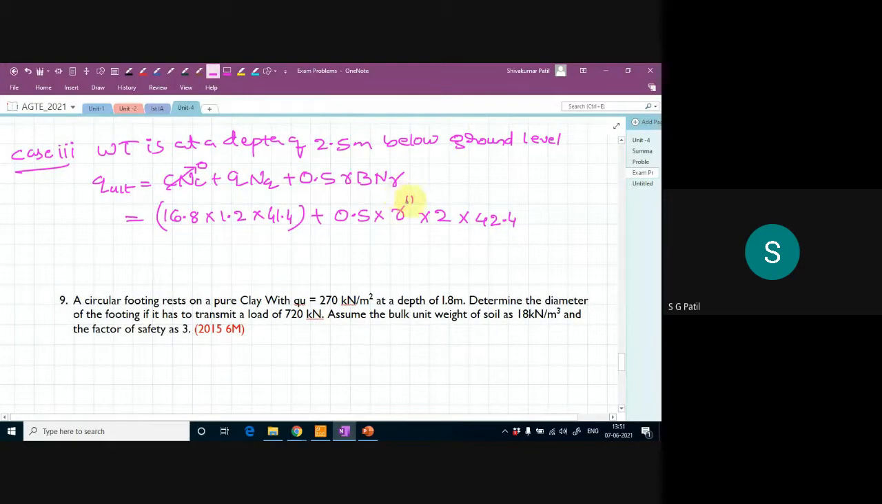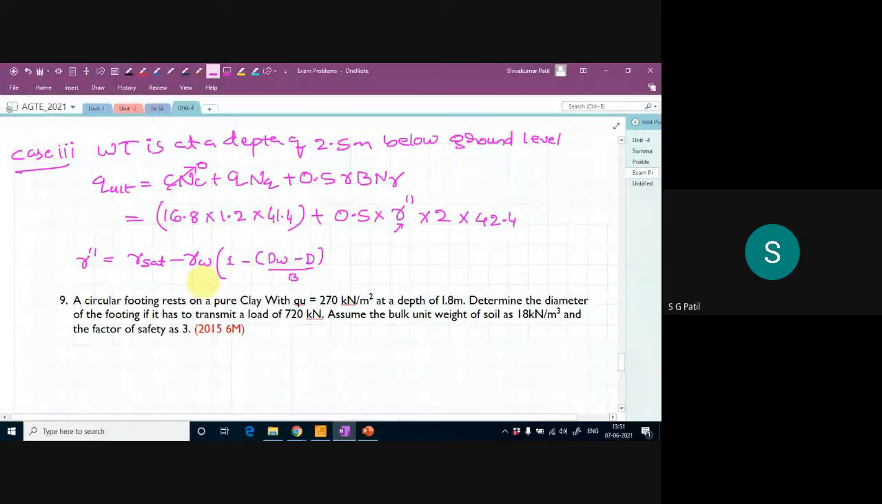Now my job is to find this gamma double dash. Let me calculate that gamma double dash. Can you recall that third case formula? Gamma double dash is equal to gamma saturated minus gamma w into 1 minus the depth of water table minus the depth of footing, divided by the width of footing. So calculate that one.